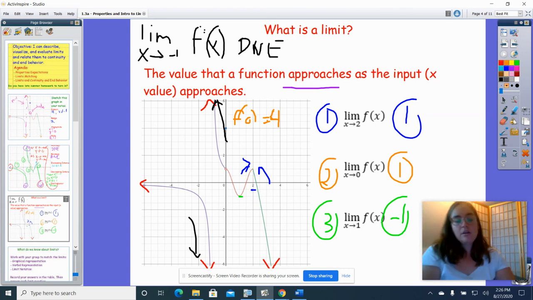Okay. So that's our introduction to limits. We are now going to have you all practice and work on some example problems.